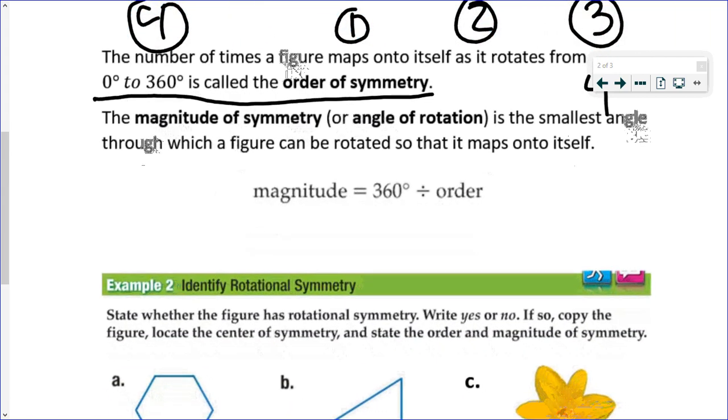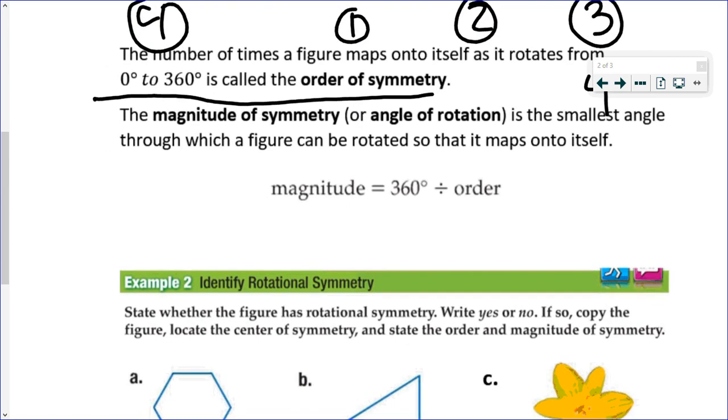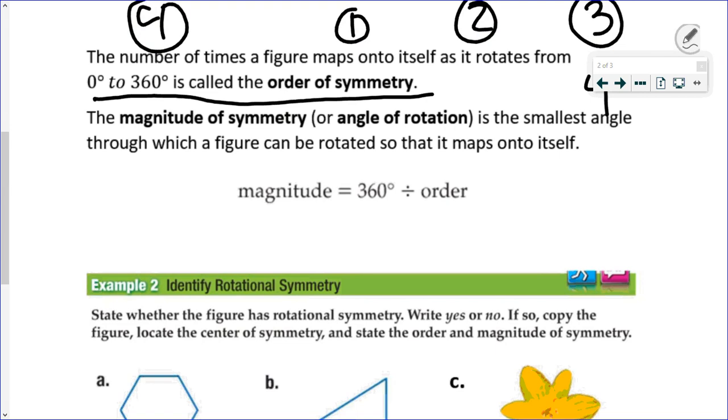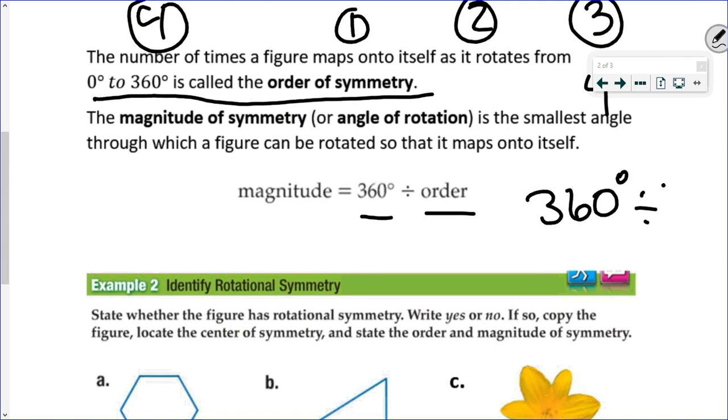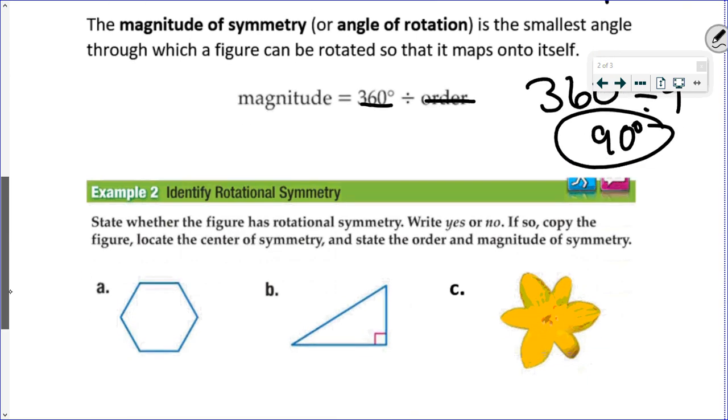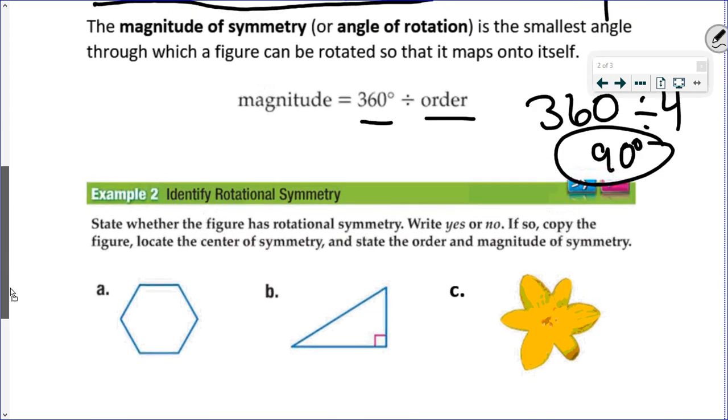The magnitude of symmetry, or angle of rotation, is the smallest angle through which a figure can be rotated so that it maps onto itself. The way you find the magnitude, or the angle of rotation, is to take 360 and divide it by the order. With that square, we had 360, and if we divide by 4, we see that the angle of rotation is 90 degrees, which we observed when we were looking at that shape. All right, so let's identify rotational symmetry here.